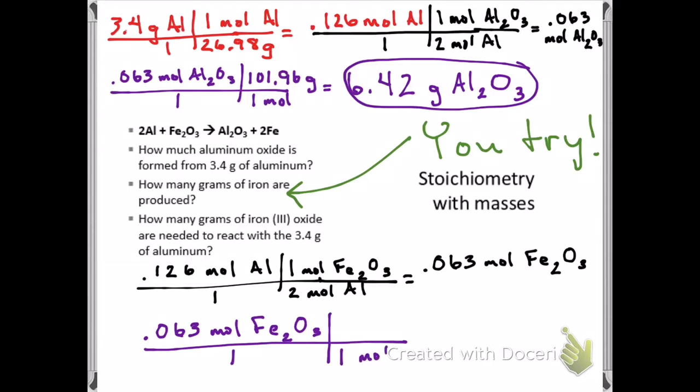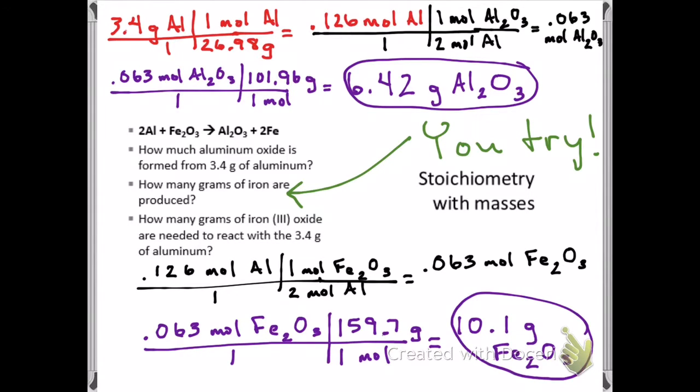The next piece then is to go back to grams. So we've got that 0.063 moles of iron 3 oxide, and you're going to look at the periodic table, add up 2 irons and 3 oxygens, and you should get 159.7 grams per mole. When we put that in the T-chart, we should have moles on the bottom. Again, we want those units to cancel. And then we'll have grams on the top, which means that we're going to multiply, and we should get 10.1 grams of iron 3 oxide.